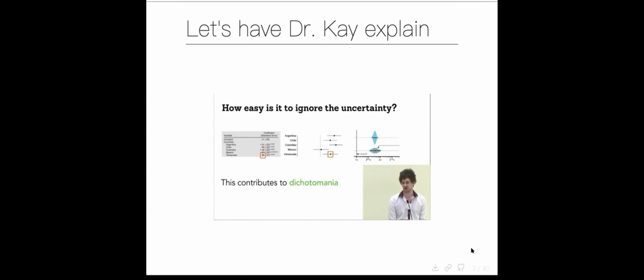This contributes to what statistician Frank Harrell likes to call dichotomania, the unending ability of human beings to dichotomize things and ignore uncertainty. So what happens is I take all of these intervals that didn't overlap 0, and I'll publish those, and I won't publish that one, and then we get publication bias. So this is a problem.